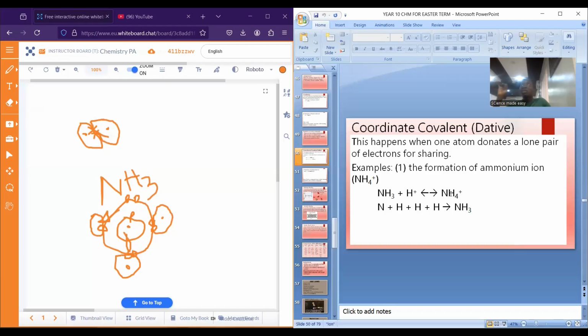A lone pair means it will make the compound have an extra charge. For example, ammonia, which I drew here, is normally complete already. If you now add one hydrogen to ammonia, where will you put the hydrogen? There is nowhere to put the hydrogen here. That means it will give a lone pair into this compound called ammonia.